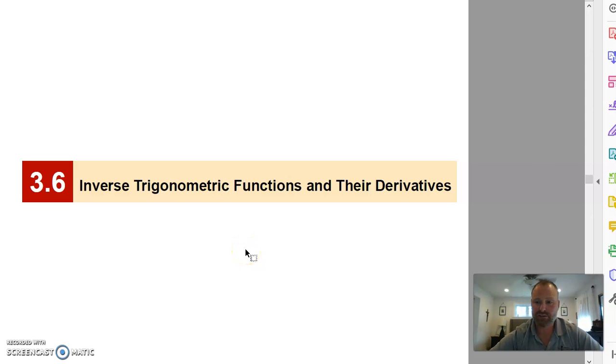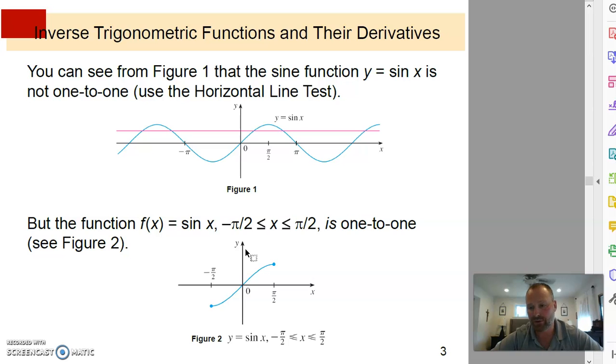So our last section of chapter 3 that we're going to cover is 3.6, and it's titled Inverse Trigonometric Functions and Their Derivatives. Right now we're going to do a little review of inverse trig functions, arc trig functions, arc sine, arc cosine, arc tangent, what they mean, and then we're going to move into some implicit derivation here.